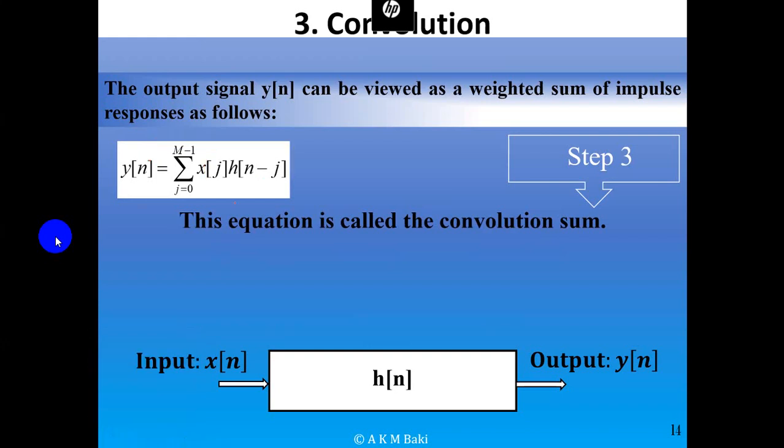So this equation is termed also as convolution sum. The original compact form was y[n] is the resultant of convolution of x[n] with the impulse response. This representation and this representation are identical. The only difference is that it is termed as convolution sum.